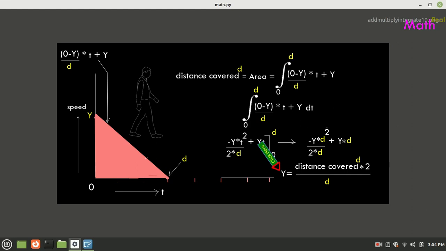Okay. So this is the result. If a person starts at y speed and reaches 0 speed in duration d, and he walked a certain kilometer, then y is how much he walked into 2 by d.